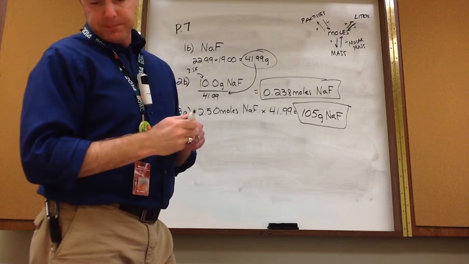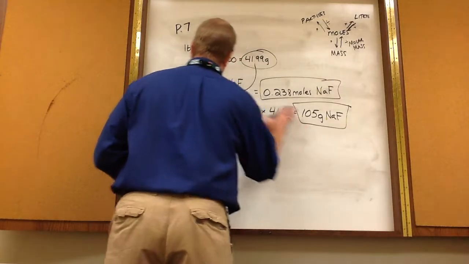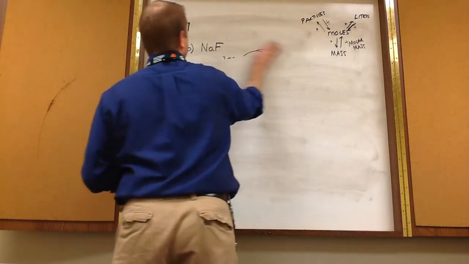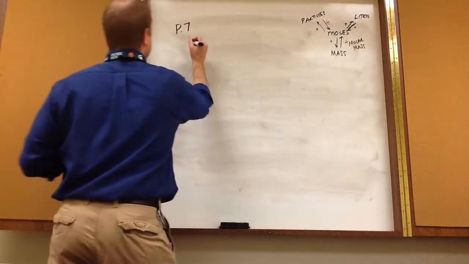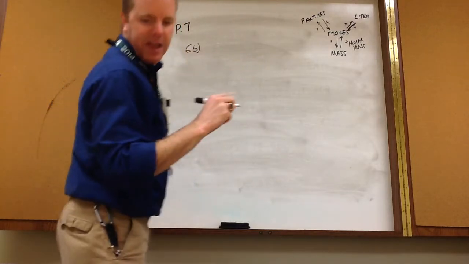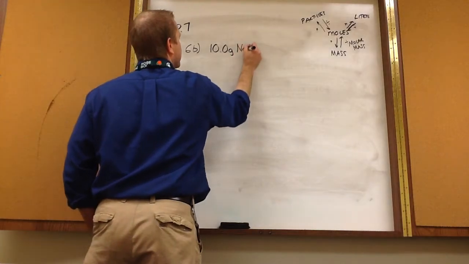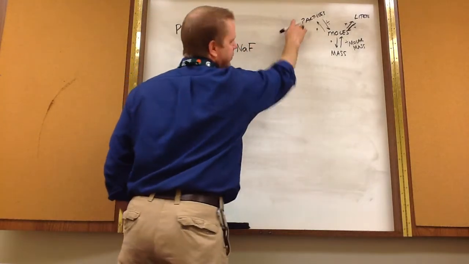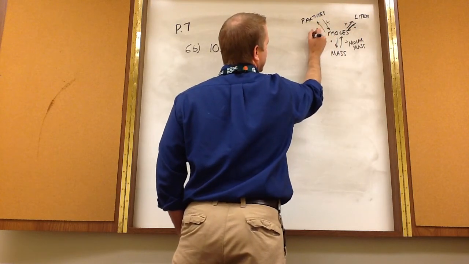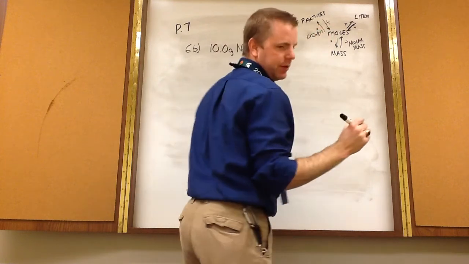Okay? Let's go all the way down to 6B. So 6B, and again, I'm keeping with this NaF thing. 6B says this. If we have 10.0 grams of NaF, how many particles is it? So now we're going to go mass to moles, moles to particles. So when we do that, we're going to multiply by 6.02 times 10 to the 23rd.